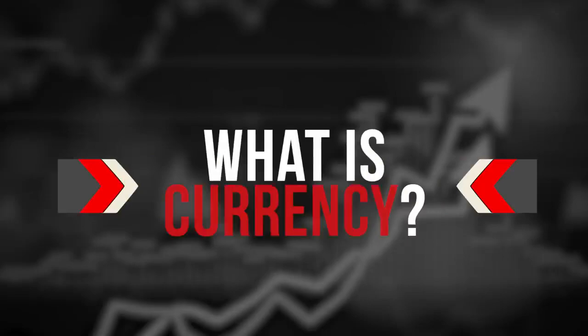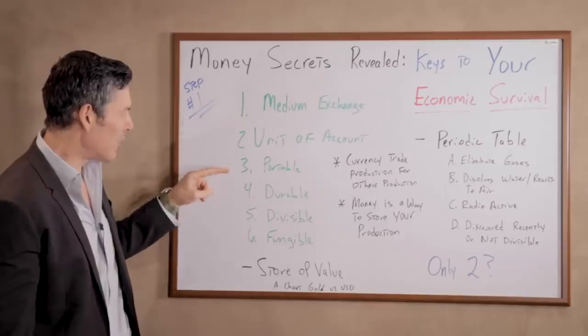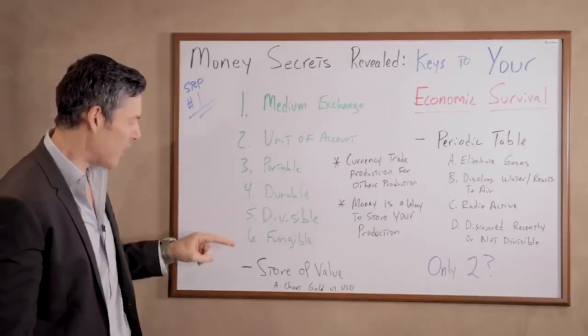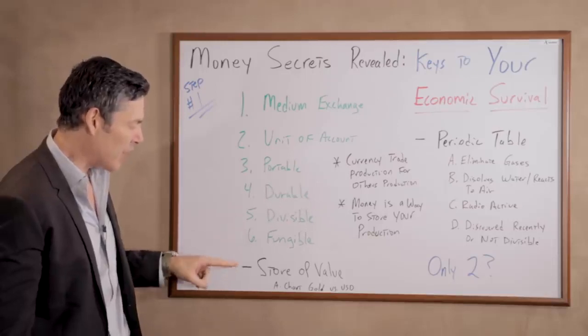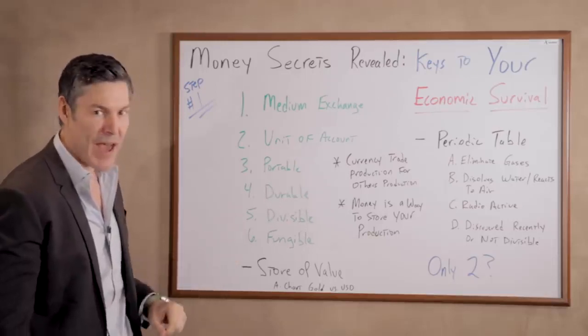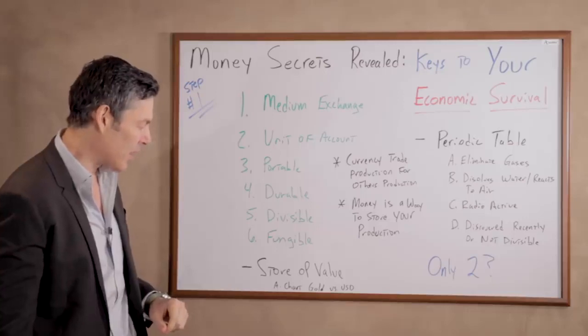Basics. What is currency? Medium of exchange, unit of account, portable, durable, divisible, and fungible. We throw on a store of value, and that's what gives us money.